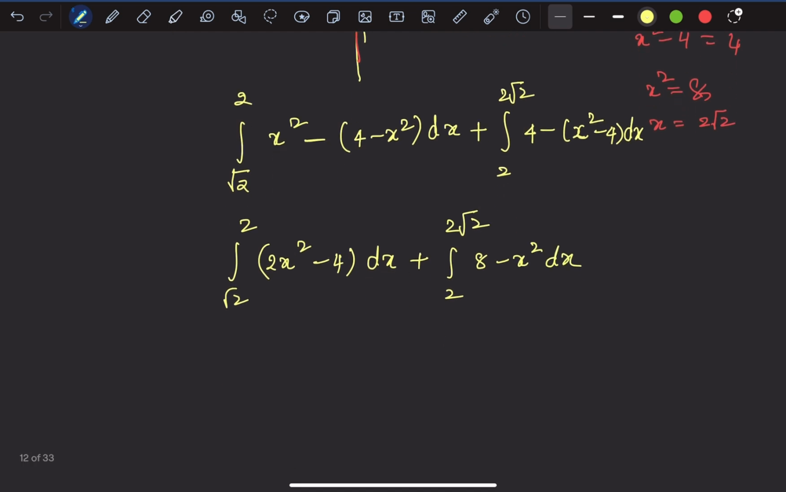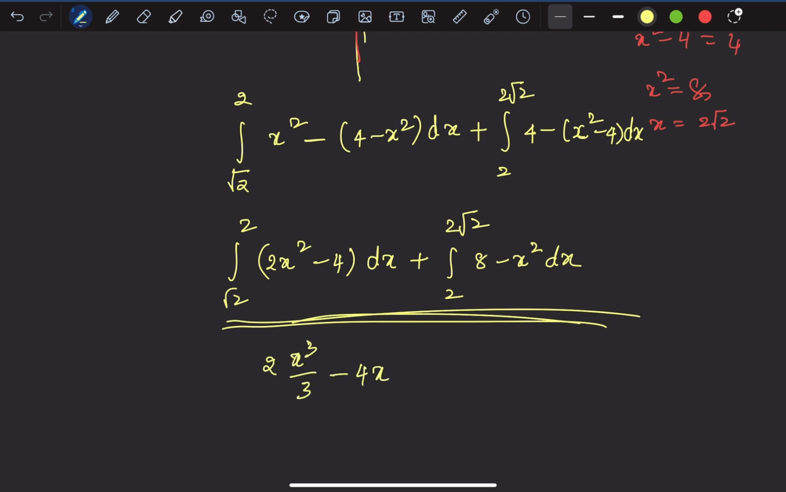So you can solve this integral and you'll get the answer. So that will be 2 into x cube by 3 minus 4x. Apply the limits root 2 comma 2, and this is 8x minus x cube by 3. Apply the limits here. So this will be your answer.